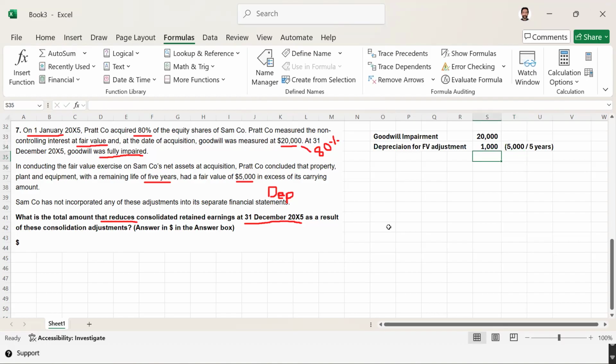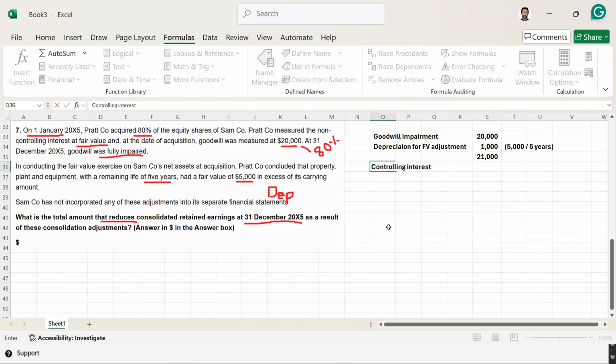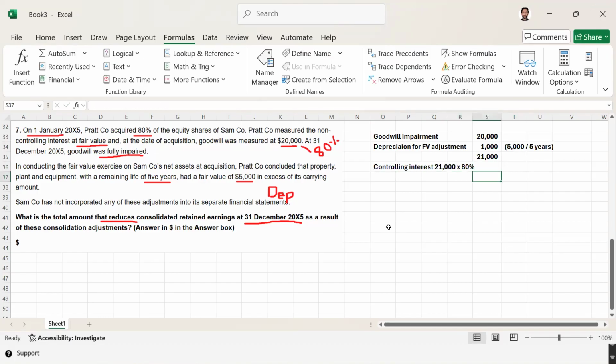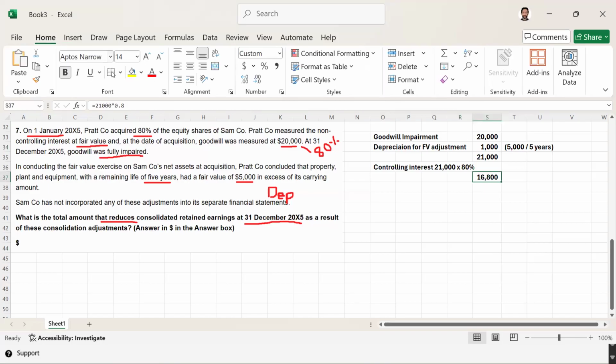That is the answer. So the total value is 21,000, and the controlling interest would be 21,000 times 80%. That would fetch us the answer here. So the answer is 16,800. The consolidated retained earnings would go down by 16,800. You see, it is important to understand that this line, that the non-controlling interest is measured at fair value, has made a lot of difference. I hope this is clear.